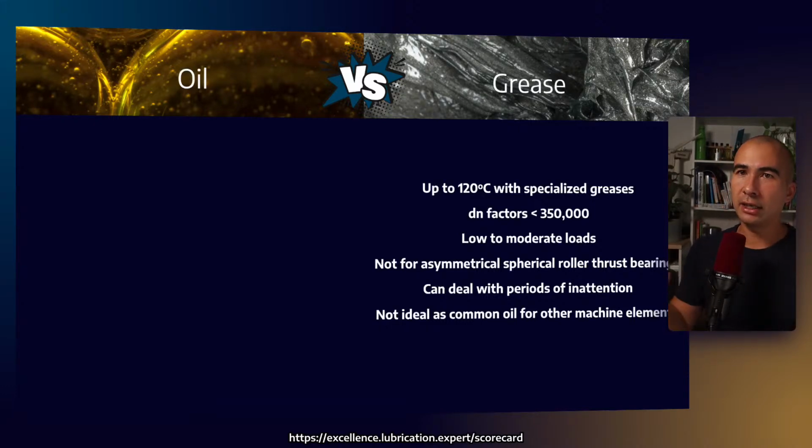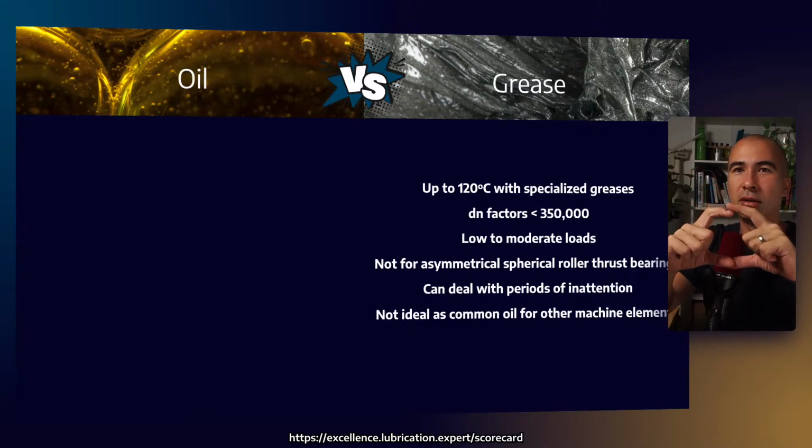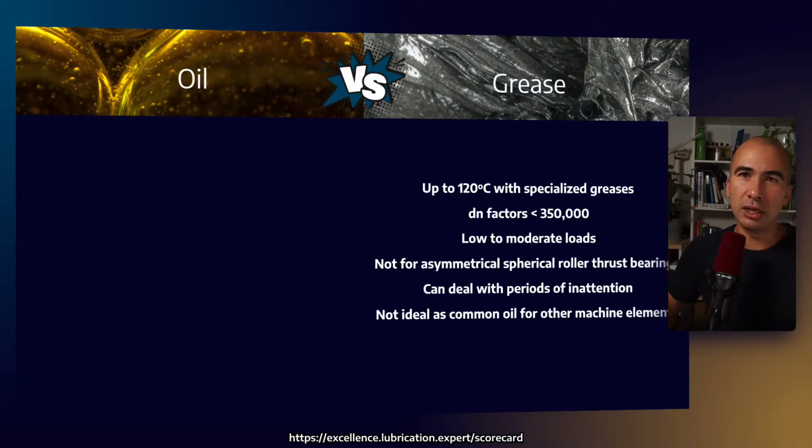Now, we didn't talk about this thing called the DN factor. The DN factor is the mean bearing diameter multiplied by the rotational speed. So you can imagine, big bearings tend to have slow RPMs, right? So large diameter but low RPM, whereas small bearings tend to be small diameter but high speed. So the DN factors tend to come out roughly equal, right?